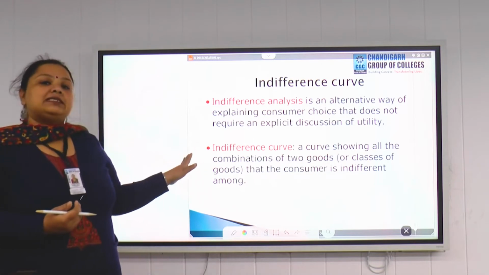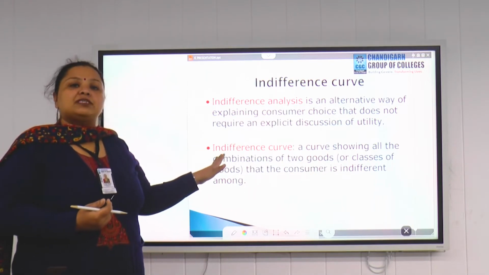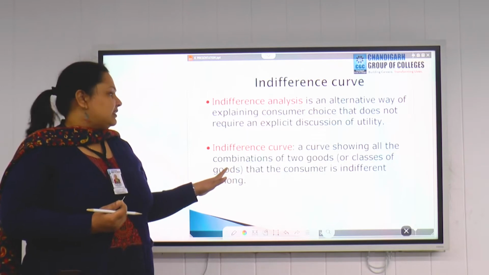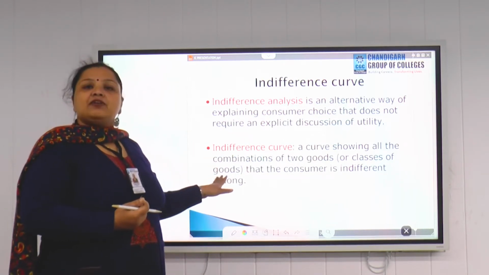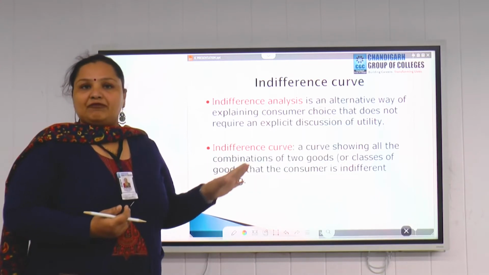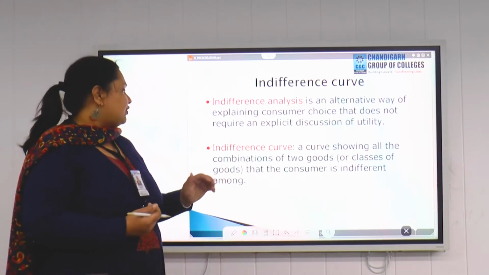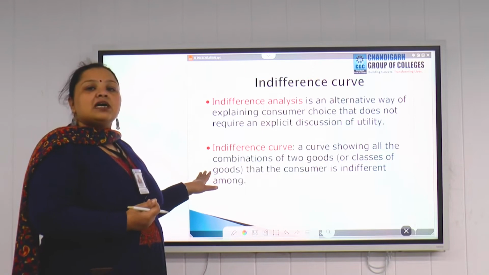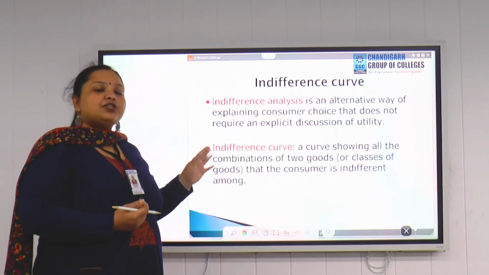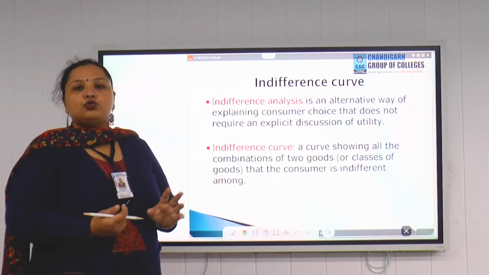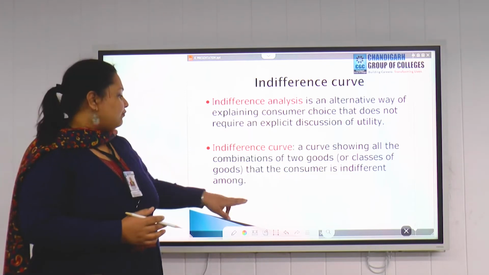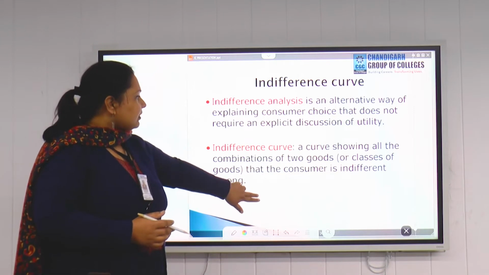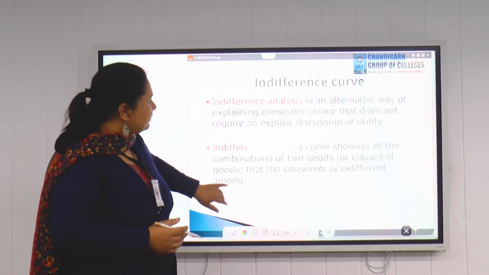Now, why is this called indifference curve, or what is the meaning of indifference curve? Actually, indifference curve is a graphical representation of our satisfaction. So, indifference curve is a curve which shows combinations of two goods from which the consumer will derive the same level of satisfaction. Like this is a curve.